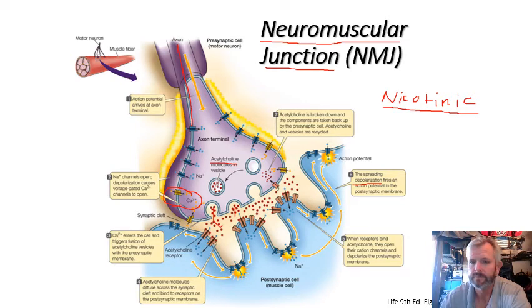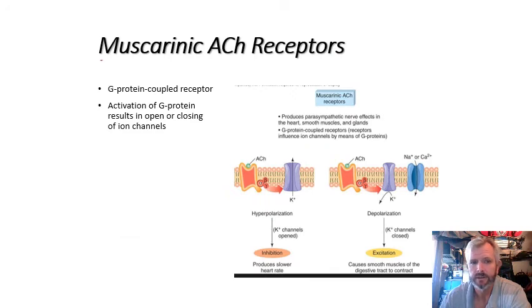All right, the next, muscarinic. Muscarinic is a mushroom derivative, and it binds to the same receptor that acetylcholine would bind, hence it gets the name muscarinic. But in this case, instead of being a ligand-gated ion channel, we have a G protein coupled receptor. Muscarinics are G protein coupled receptors, but the same neurotransmitter is binding to the muscarinic as the nicotinic. Because there is a different receptor, we're going to have a different effect at the target tissue.